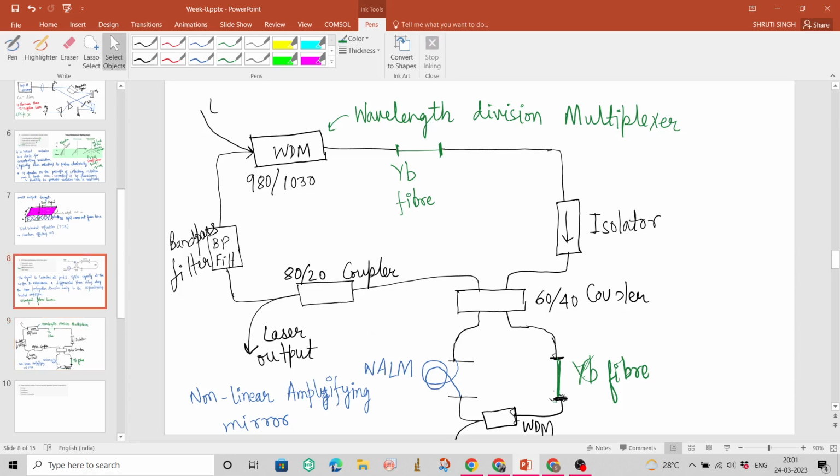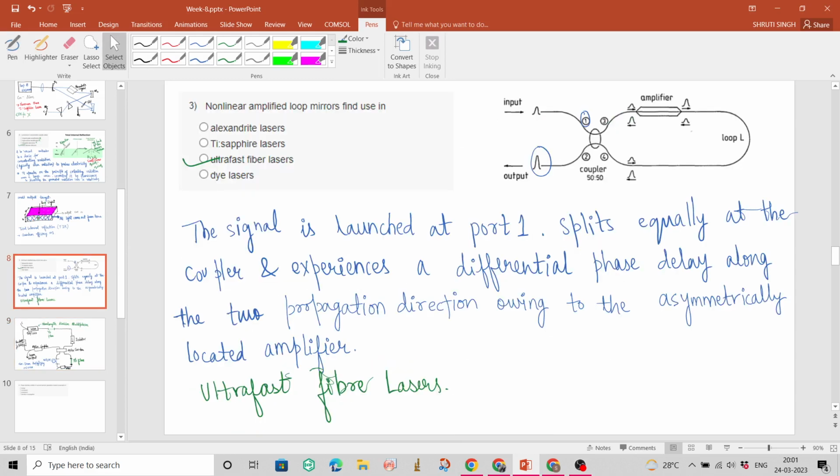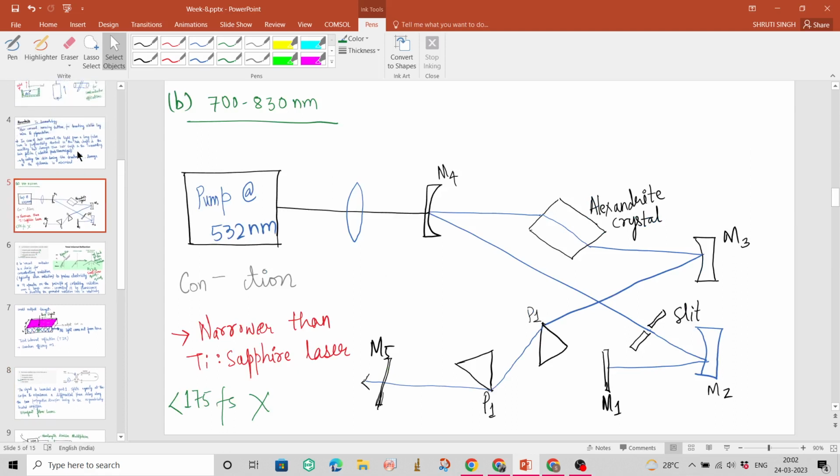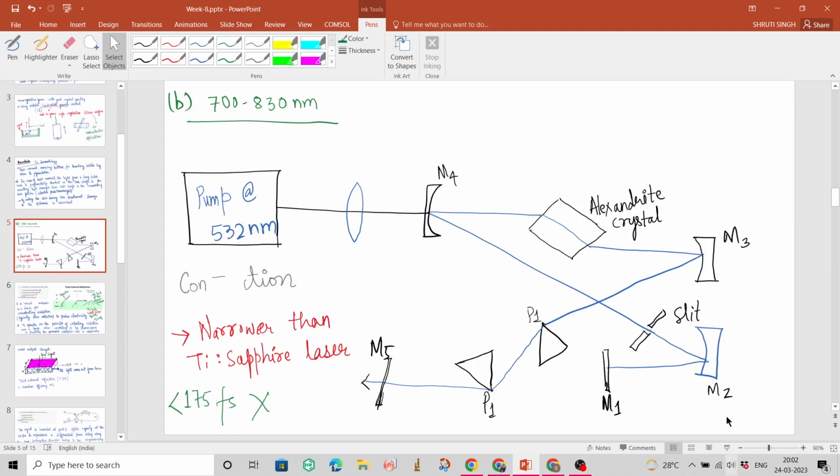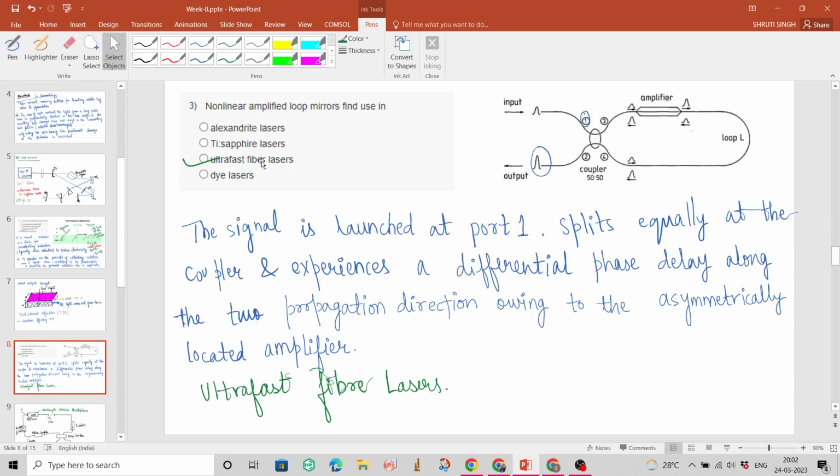So the question asked was where nonlinear amplified loop mirrors are used, so it is used in ultrafast fiber lasers. We saw the Alexandrite laser here. There is no use of those loop mirrors there, and in earlier classes we have seen the working of titanium sapphire lasers and dye lasers. In those cases, we don't use any nonlinear loop mirrors. So the only option left is ultrafast fiber lasers. Here we use the loop mirrors.